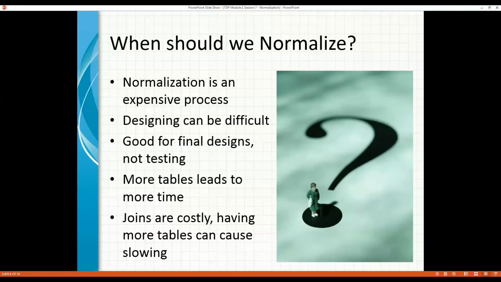With the process of normalization comes more tables. With more tables comes more keys, more relationships to show, and more columns and designs. So this obviously will take more time to do.